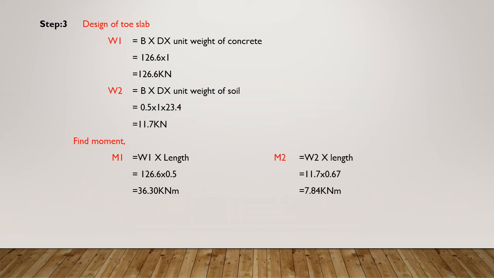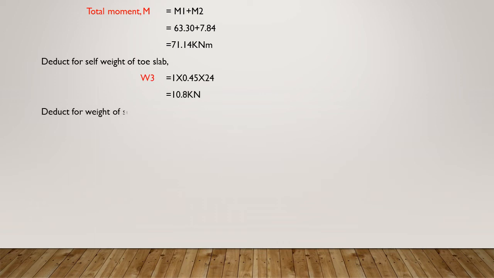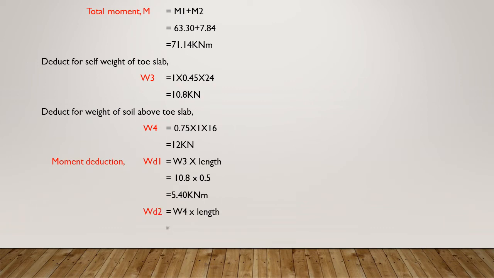Our moment is the simple formula, load into distance. So load is 126.6 into our length 0.5, because this is a rectangular portion, divided by 2. So M1 is equal to 63.30 kilonewton meter. Then M2 is equal to W2 into length, so 11.7 into 0.67 is equal to 7.84 kilonewton meter. So total moment M is equal to M1 plus M2, so 63.30 plus 7.84 is equal to 71.14 kilonewton meter.